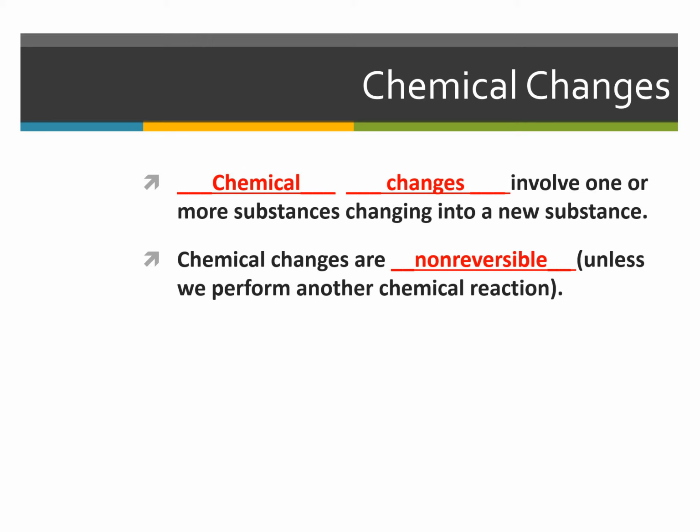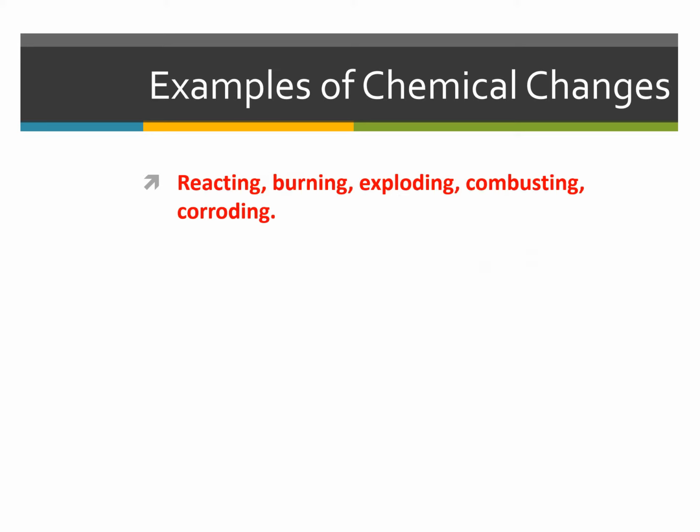If we take a piece of paper and we burn it, we can't turn it back into the original piece of paper with the ashes. So it's going to be considered non-reversible. Unlike physical changes, where if our ice melted, I can just freeze it back up to get ice again. Chemical changes are not reversible. Examples of chemical changes are anything that says reacting, anything that you burn, anything that explodes, combusts, or anything that becomes corroded or that corrodes.